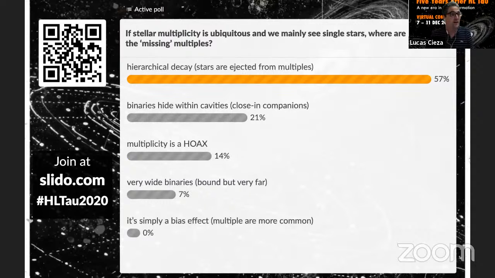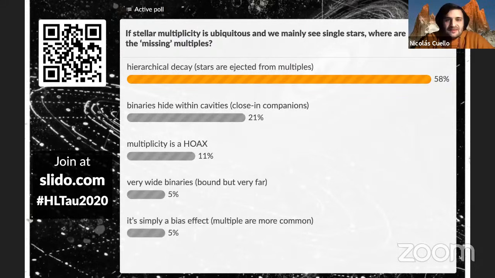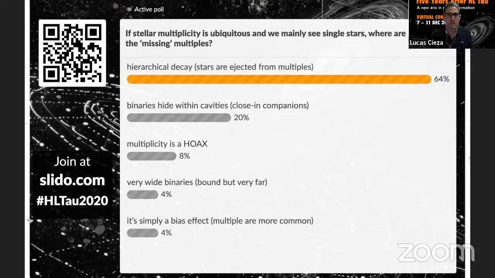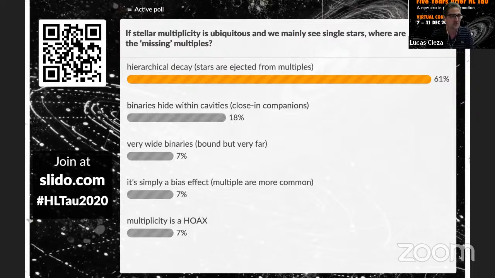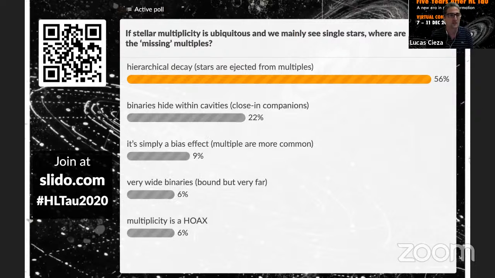So I think we have a poll here. The question was, if stellar multiplicity is ubiquitous and we mainly see single stars, where are the missing multiples? It would be nice to see; we have a few answers yet. So let's wait a little bit for people to respond.